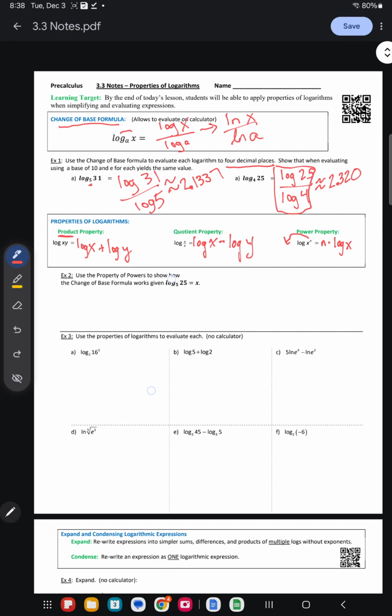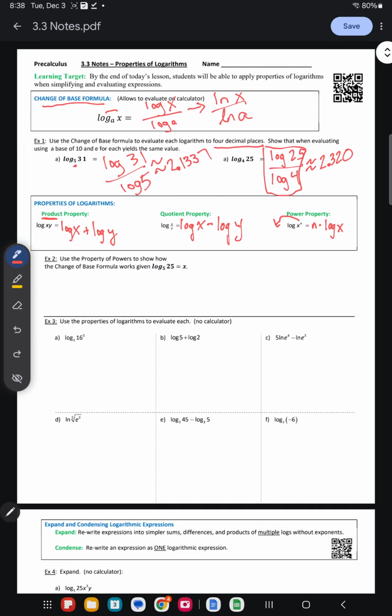Okay, so let's take an example here and see how it works. So we want to use the power property to show how this would work. So what we have is this here. We have log of 25 over the log of 5.